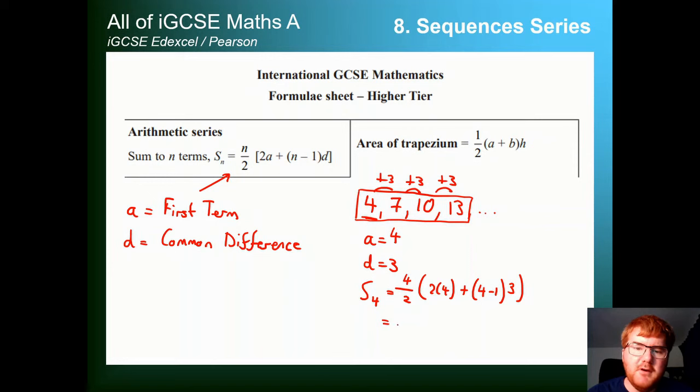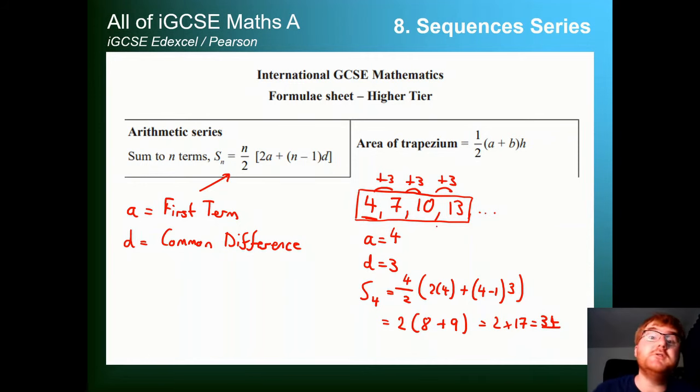And at this point, we just work this out. So 4 divided by 2 is equal to 2. 2 times 4 is 8. 4 minus 1 is 3. 3 times 3 is 9. And if we work this out, we'll then get the answer of 34. Now notice you could have done that by just adding all these together as well. That would also give you the answer of 34. But on this course, you're expected to know this formula and be able to apply it.